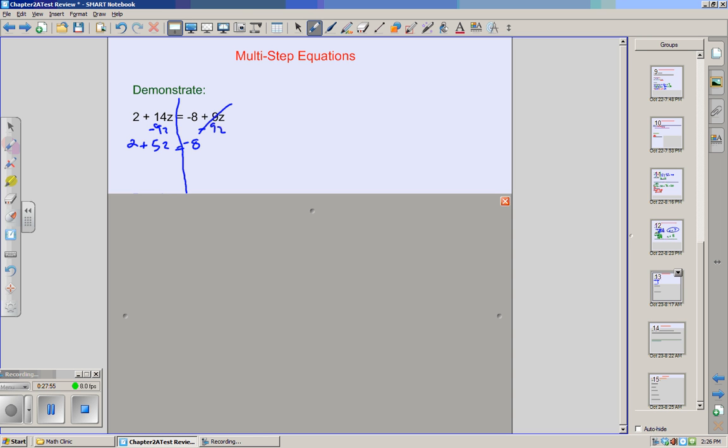My 5 and my z are attached, so I'm going to start with the 2. Minus 2, minus 2. Negative 8 minus 2 is negative 10, not negative 6. Negative 10. I have 5z left. 5z equals negative 10. The 5 and z are multiplying, so I know I have to divide. Divide by 5, divide by 5. Negative 10 divided by 5 is a negative 2. Again, I would use that as your example for the following problems.